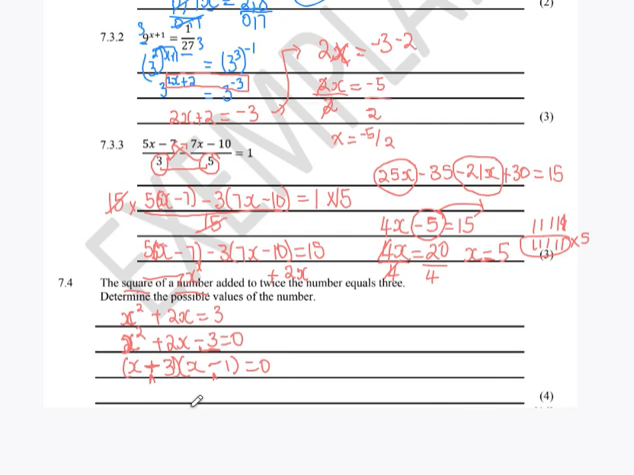So now, how do you then solve this? Okay, so x plus 3 is equals to 0, x minus 1 equals to 0, and you transpose the 3 to the other side, x is equals to negative 3, then same thing we do here, x equals to positive 1.